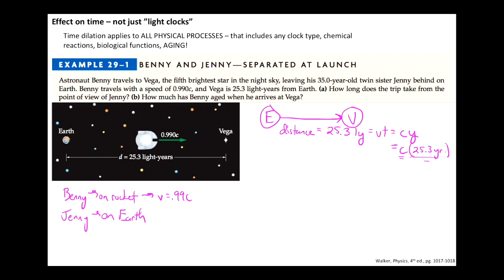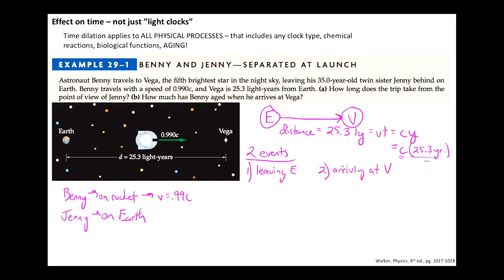Let's see. So there are two events in this problem. Remember, events are things that happen at a particular time and location. I'm thinking that the first event is Benny leaving Earth. Gets in the ship, off he goes. The second event is Benny arriving at Vega. Lands on Vega, hopefully lands on Vega. Probably just going to fly right past. So let's say the first event is leaving Earth. The second event is arriving at Vega.